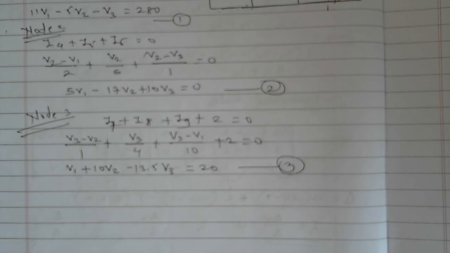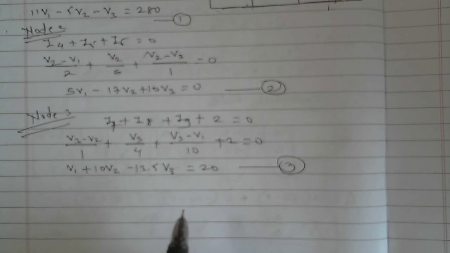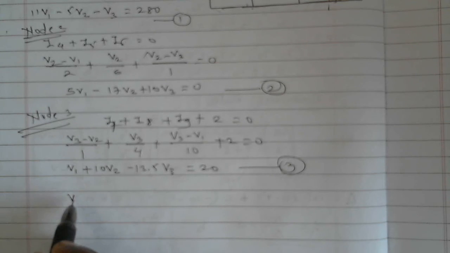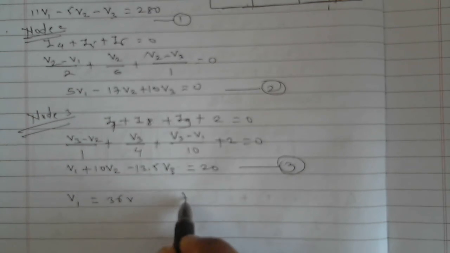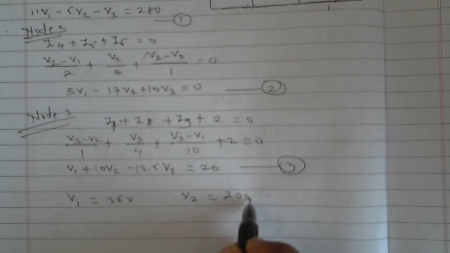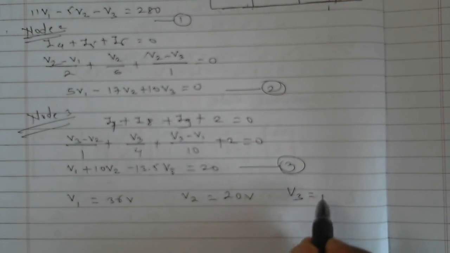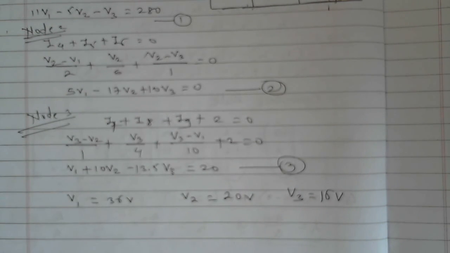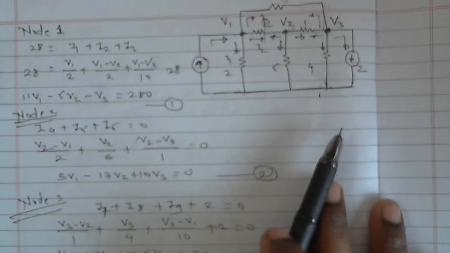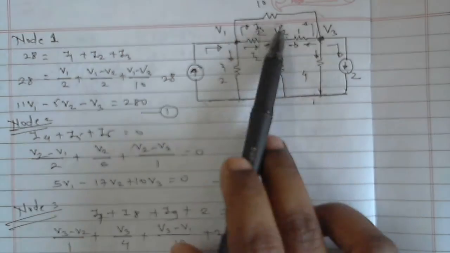Now simple thing, solve these three simultaneous equations in a calculator, and you will get the answers: V1 equal to 36 volt, V2 equal to 20 volt, and V3 equal to 16 volt. You got the voltages. But what was the question? The question was to find the current in each resistance.